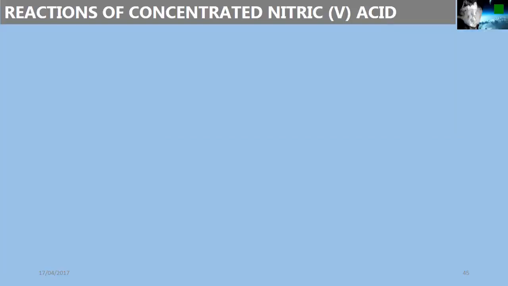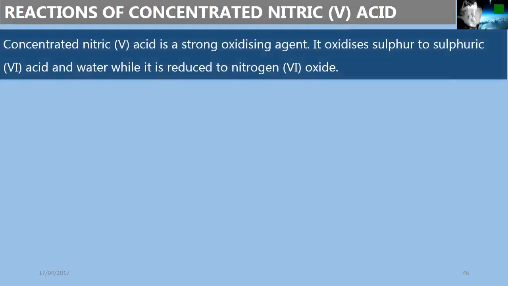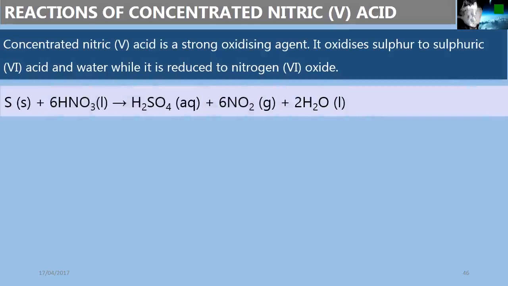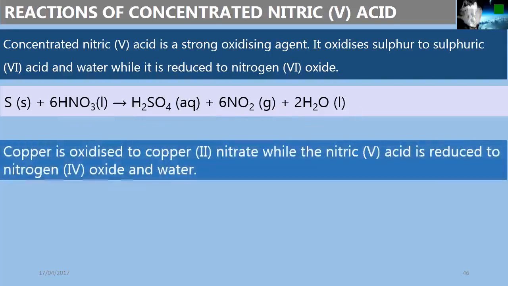Since we have already said that concentrated nitric 5 acid is a strong oxidizing agent, it oxidizes sulfur to sulfuric 6 acid, while itself is reduced to nitrogen 4 oxide. When sulfur reacts with the concentrated nitric acid, it will form sulfuric 6 acid, nitrogen 4 oxide, and water. Copper is also oxidized to copper 2 nitrate, while nitric 5 acid is reduced to nitrogen 4 oxide and water. And this is the reaction that we utilized in the preparation of nitrogen 4 oxide gas.